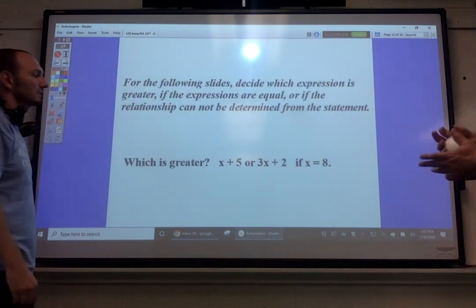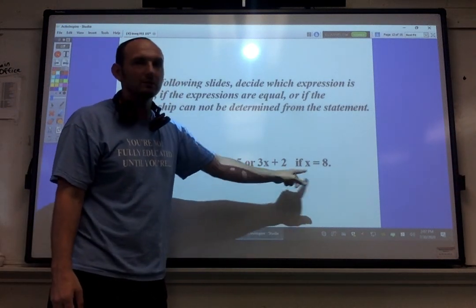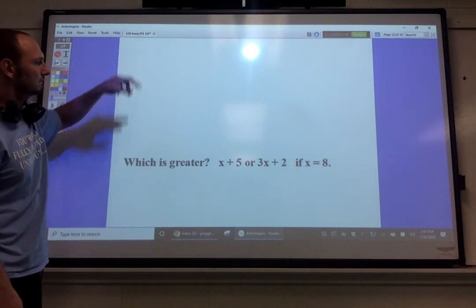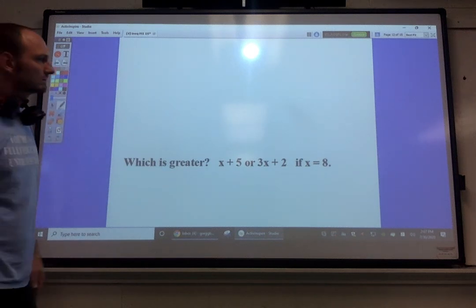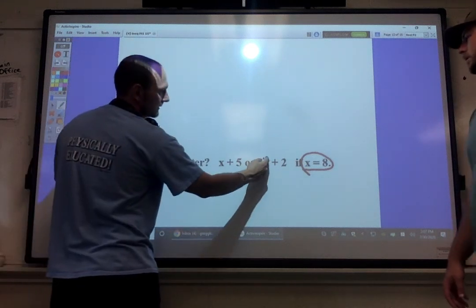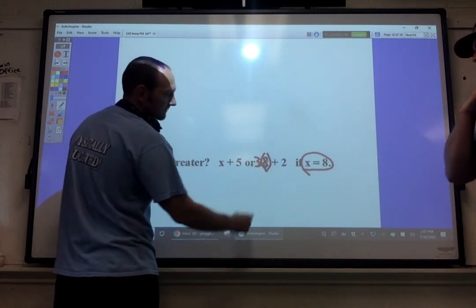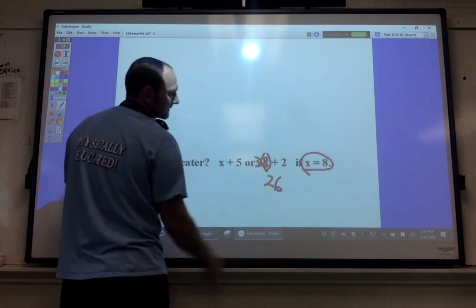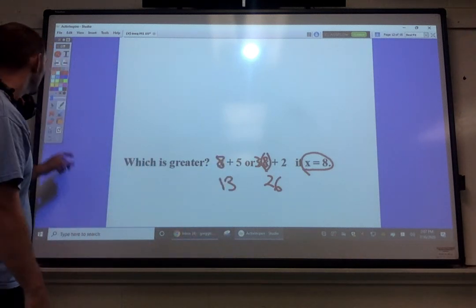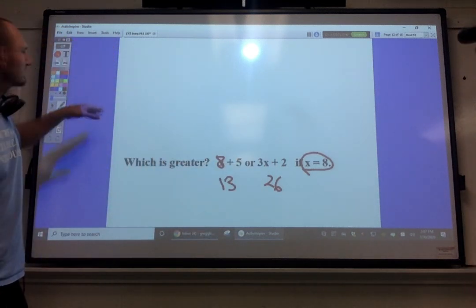I challenge you. Can you answer this? Which is greater, given x plus 5 or 3x plus 2 if x is 8? Y'all can do that, I hope so. Don't worry, if you don't know, I'm telling you here, x is 8. So where x is, we're literally going to put 8. So that's 3 times 8, 24 plus 2 is 26. That's 8 plus 5, which is 13. So the greater one was 3x plus 2. All right, that's a confidence booster.